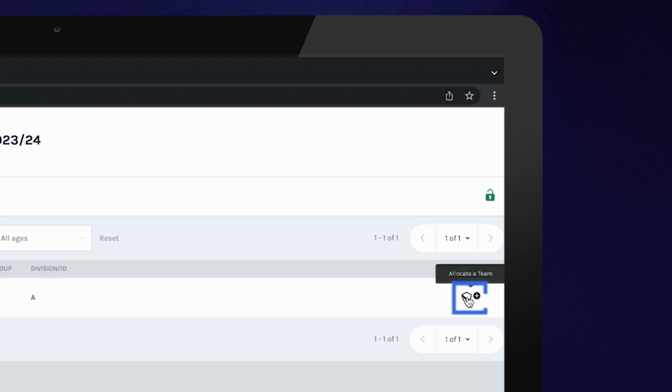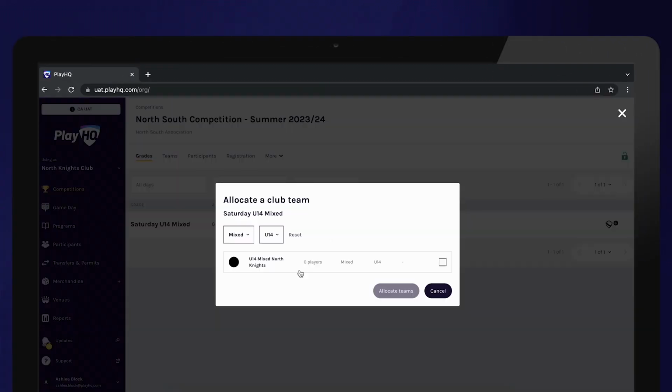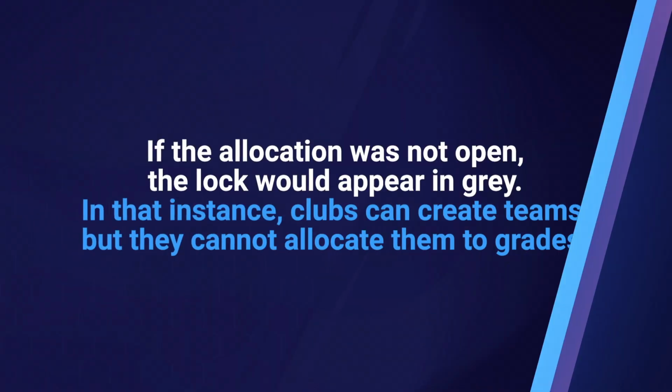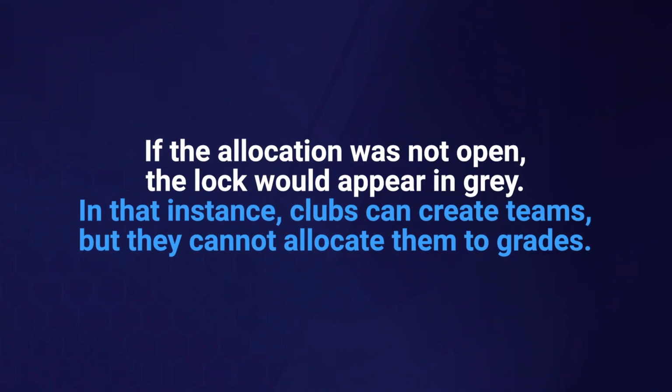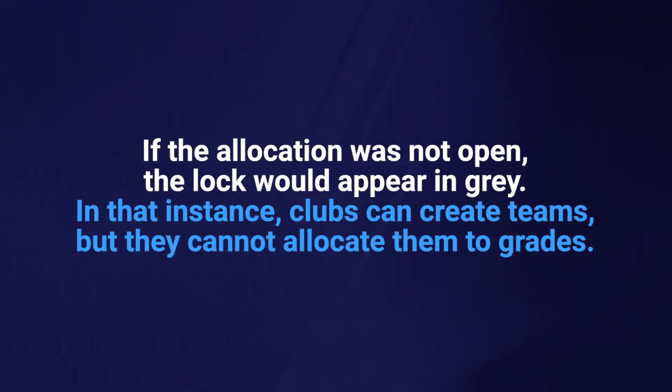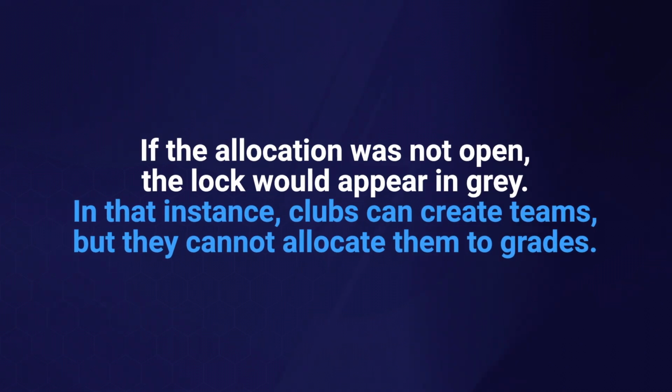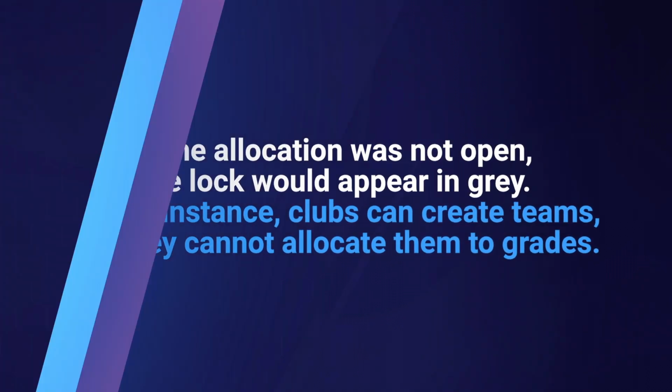We can now select the Allocate a Team button to assign teams to the chosen grade. If the allocation was not open, the lock would appear in grey. In that instance, clubs can create teams, but they cannot allocate them to grades.